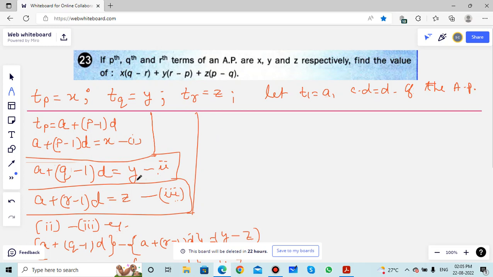Now we have to get r minus p. So you can yourself understand which one you should subtract from which one to get r minus p. Where is r? R is here and p is here. So if you subtract the first equation from the third, you will get that. So third equation minus first equation. Third is a plus r minus 1 d, and minus, in bracket, what is that?